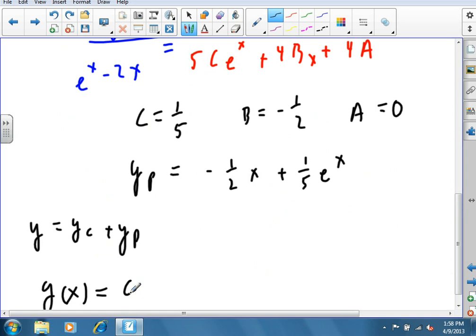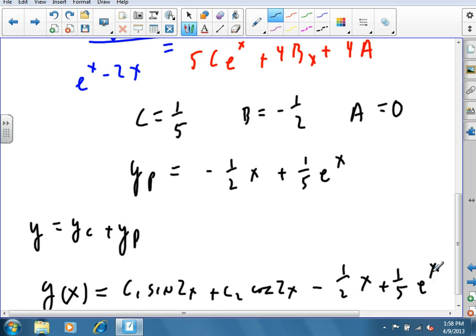c1 sine, plus c2, minus 1/2 x plus 1/5 e to the x.